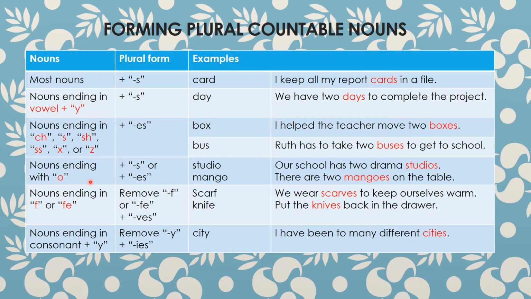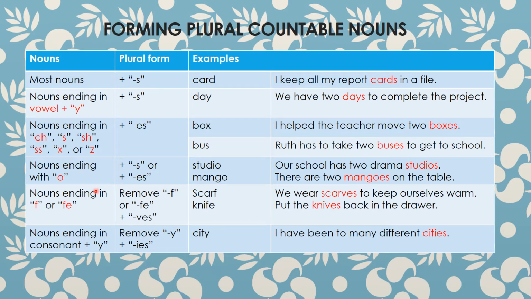For nouns ending with o, the plural can be formed by adding s or es. For this, we really have to remember off by heart whether to add s or es to nouns ending with o. For example, the word studio. We just simply add s to form the plural noun. But for the word mango, we have to add es to make the plural form.